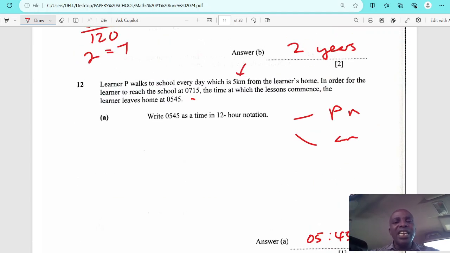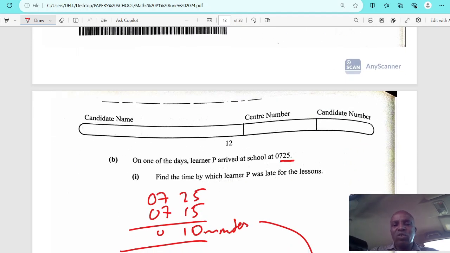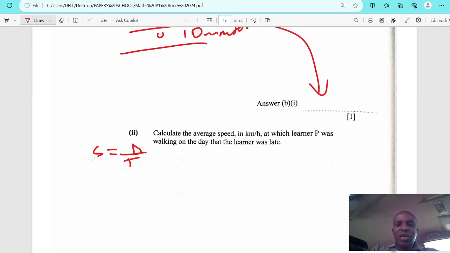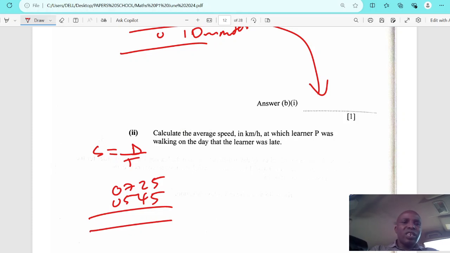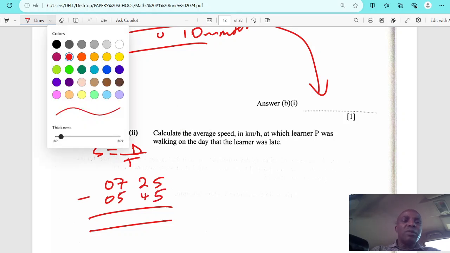Then the time now. This guy from home, it's 5:45. Then when he was late, he arrived at 7:25. So we can say on the day that the learner was late, it says 7:25 minus 5:45. Let me just separate this one to be easier for you. You subtract the 2 times, that will be the time that this guy took.